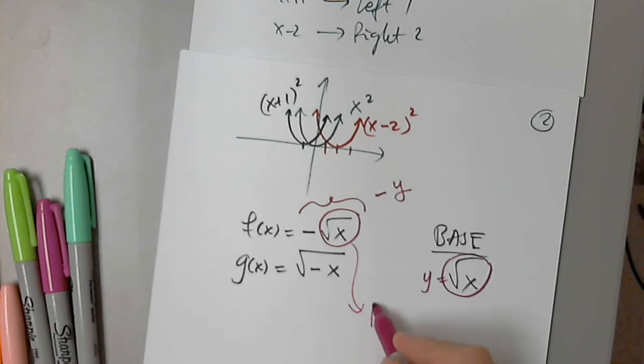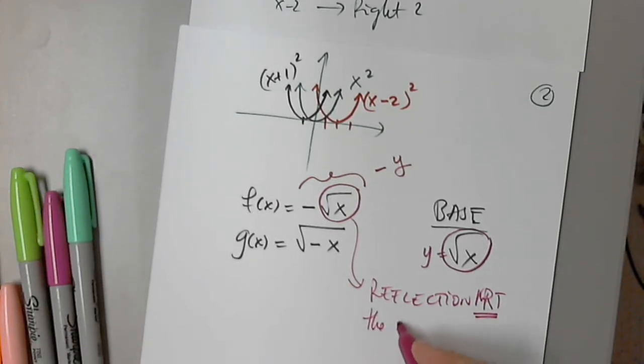So this one is a reflection WRT, with respect to, the x-axis. It's a reflection with respect to the x-axis. Let's look at the other one and we'll graph both. Now I analyze again.